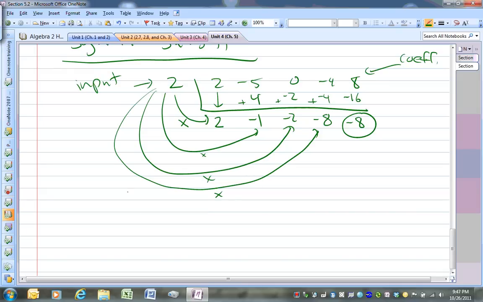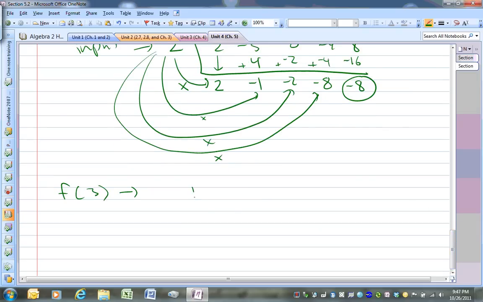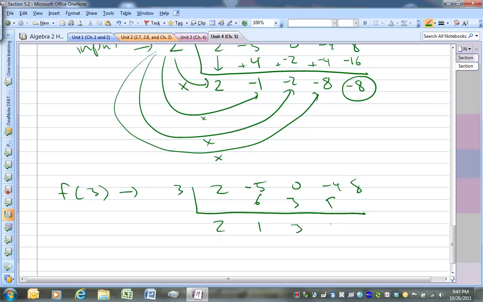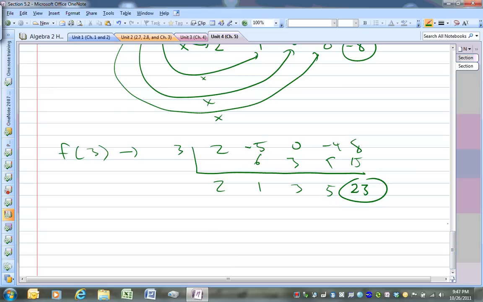Let's do another one, but I'll do a little bit more quickly. Let's say I do f of 3. So 2, -5, 0, -4, 8. So 2 times 3 is 6, add it, you get 1, 3 times 1 is 3, add it, you get 3, multiply it, 9, 5, 3 times 5 is 15, 8 plus 15, 23. And if you actually were to plug in 3 into doing direct substitution, you would get the same thing. So that right there is synthetic substitution.